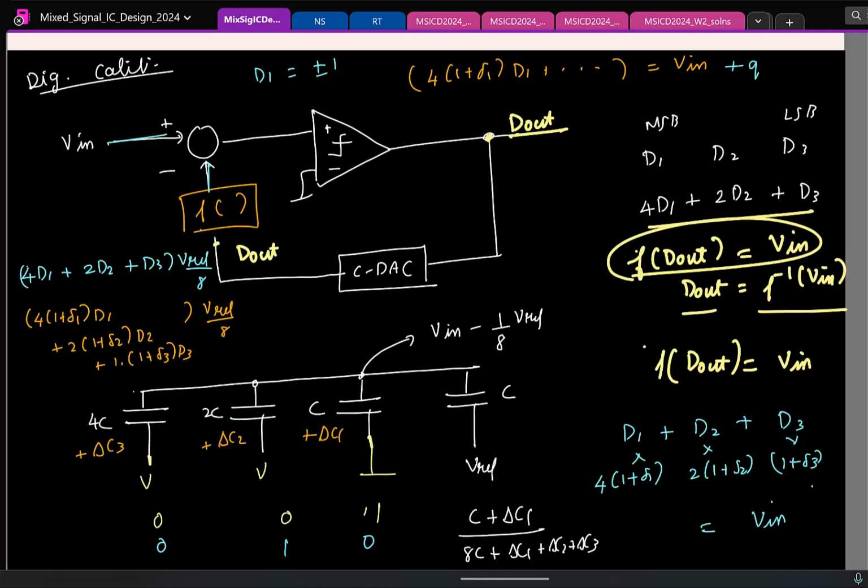Hopefully, is the basic idea clear? Why you can do it? Is this point conveyed clearly? Fine.